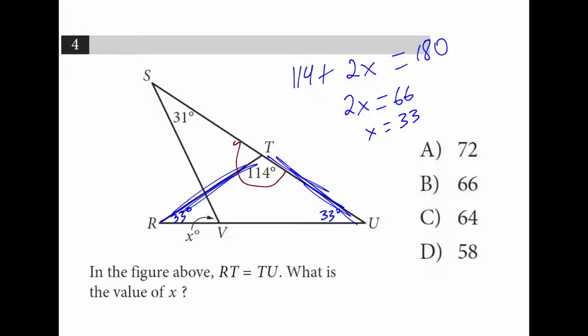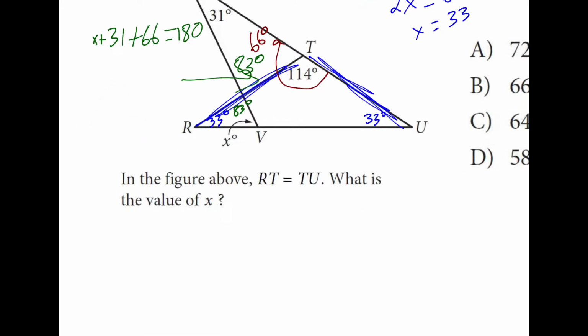I can also recognize this is a linear pair. Since one side is 114, the other is going to be 66 because they have to add up to 180. I can also recognize that the interior sum of all the angles of this triangle is 180. So some number plus 31 plus 66 is equal to 180. That tells us this angle is going to be 83, which is vertical with this one.